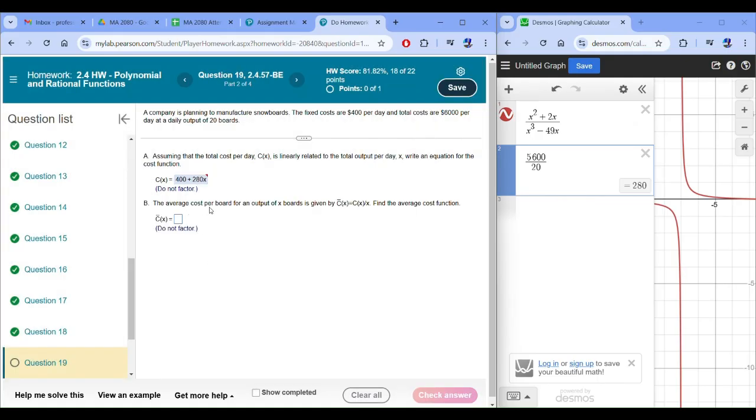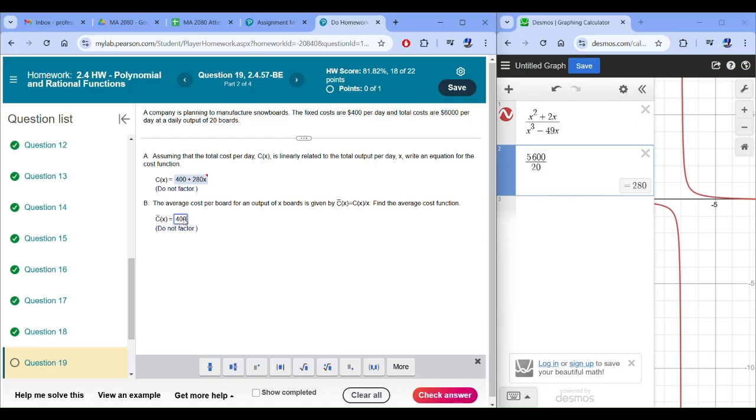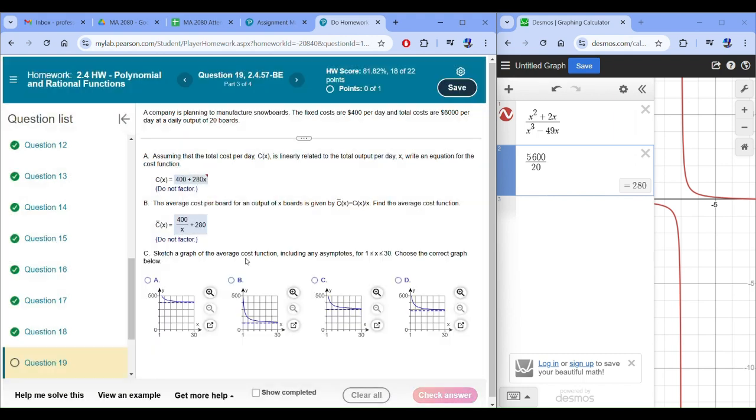So now the average cost per board for an output of x boards is given by that divided by x. So then that would be 400 divided by x plus 280, because I just take each function divided by x. That's correct. So that's the cost per x.